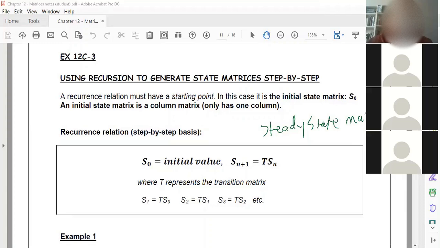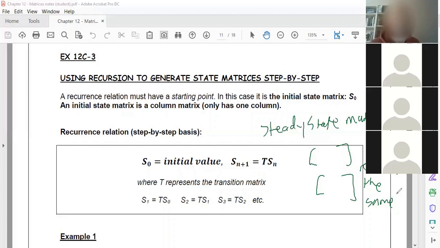Steady state matrix. Now what that means is the matrix that, when we work it out, say after 15 times or 20 times or 100 times, and we check the next one, 101, or if we do it 50 times, we're checking 50 and 51, that it remains the same. That's what steady state means, remains the same. So the matrix will never change, okay?